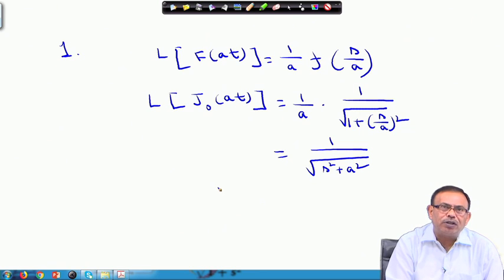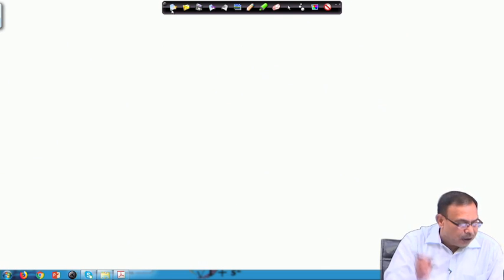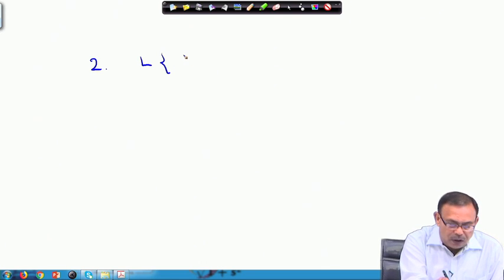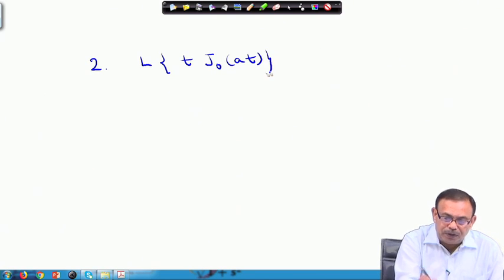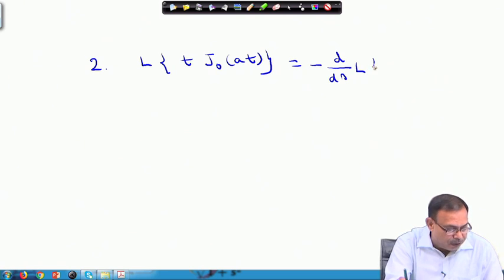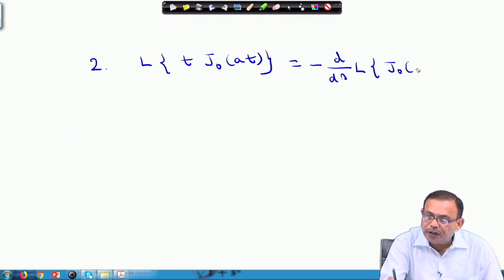Once I know the Laplace transform of J0(t), very easily I can find the Laplace transform of J0(at). Number 2, we have to find the Laplace transform of t into J0(at). Again using the property, the function is multiplied by t, so it is minus d by ds of the Laplace transform of J0(at).